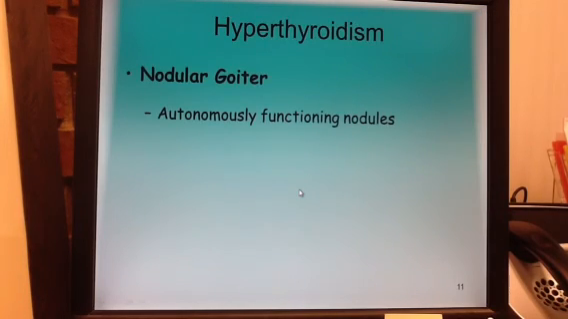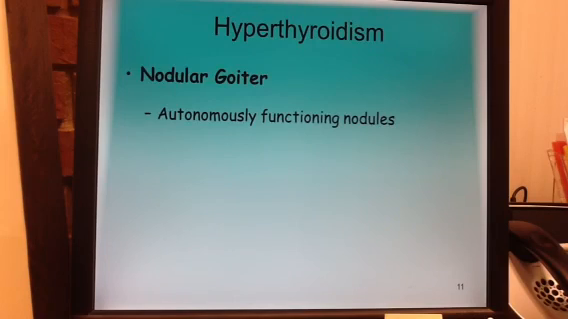A nodular goiter is a small autonomously functioning nodule or nodules. What it means by autonomously functioning is that they're not TSH dependent, so they don't turn off. You know, normally if your thyroid hormone goes up, then the TSH is inhibited, and so you don't have continued stimulation. But in these nodular goiters, the goiters function without that TSH impact. There may be more than one.